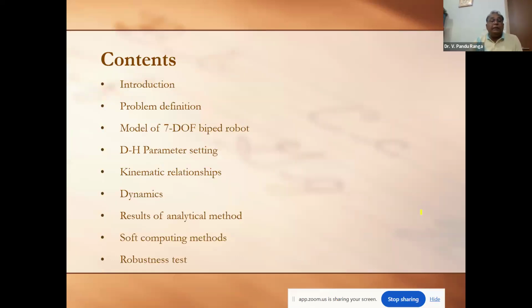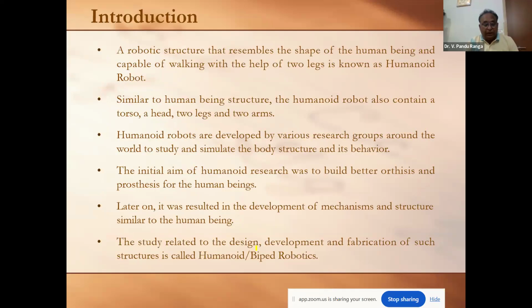So these are the contents of my presentation, overview of my presentation: introduction, the problem definition, and a model of 7 degrees of freedom biped robot, DH parameter setting, the kinematic relationships, dynamics, the results of the analytical method that we proposed, and the results of soft computing methods that we developed, and finally the robustness test of the algorithms that we proposed.